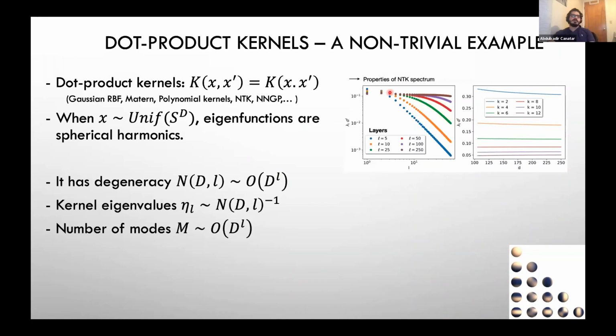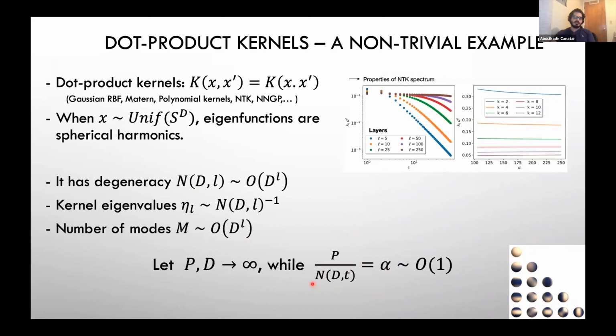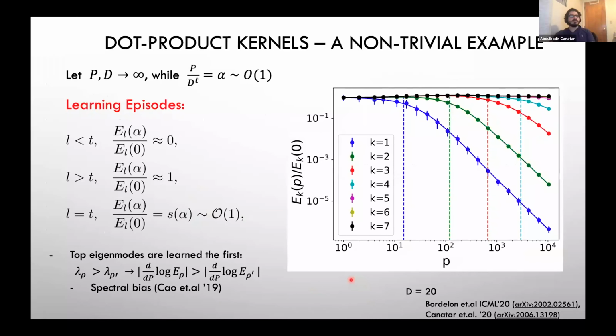Here's an example. Here's the NTK spectrum for several layers. What you see is that the combination of eigenvalue times the degeneracy stays constant as I increase the dimension. So this basically says that eta_L times N_DL is order 1 with respect to dimension. Then, as usual, I will take my number of samples and the input dimension to infinity while keeping this specific ratio order 1, where this degeneracy is the degeneracy of mode L, and it can be any integer. So let's see what happens.